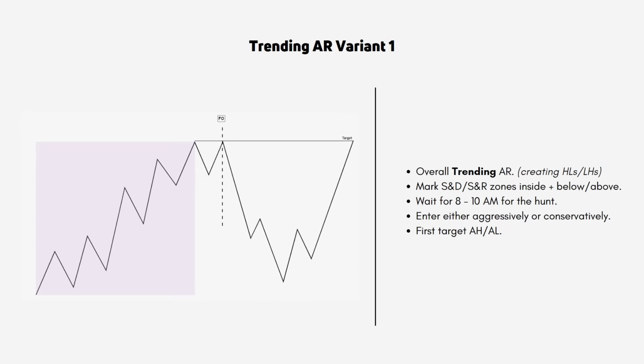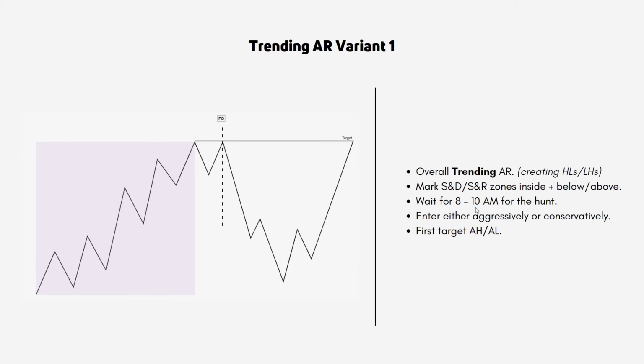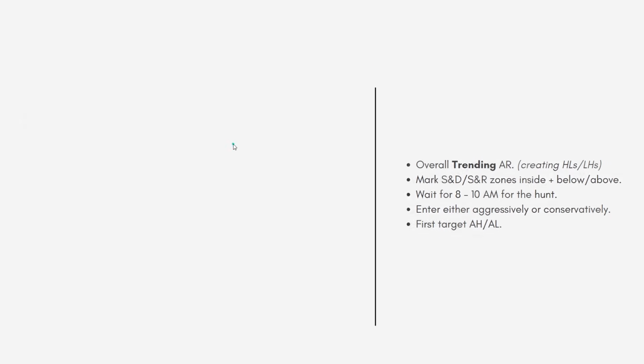Okay? Then you wait for the hunt around 8 to 10 a.m., right? Usually you're gonna have Frankfurt open, a sharp pullback into the Asian range, or maybe below it, depends on the occasion. Then you enter either aggressively or conservatively, depending on your trading style and your entry criteria. And your first target is once again the Asian high, okay? Let's have a look at an example.